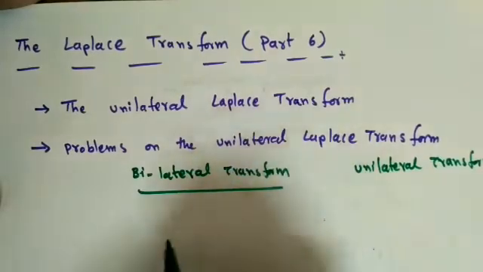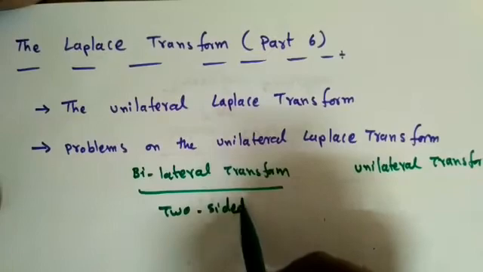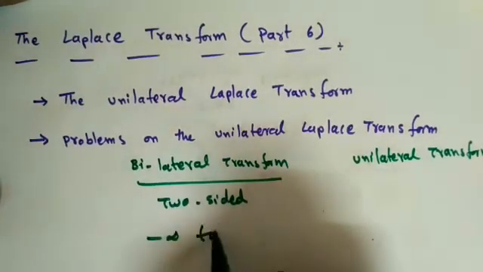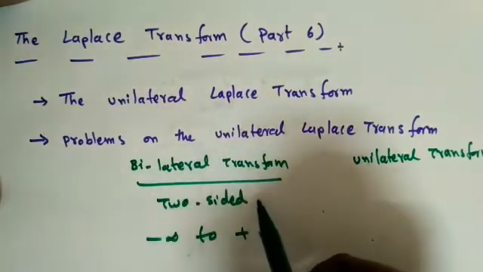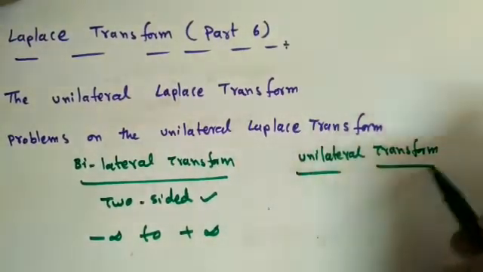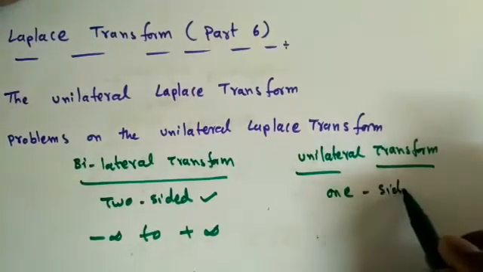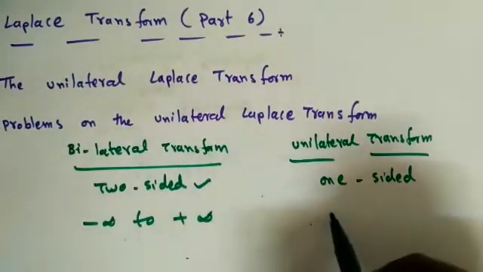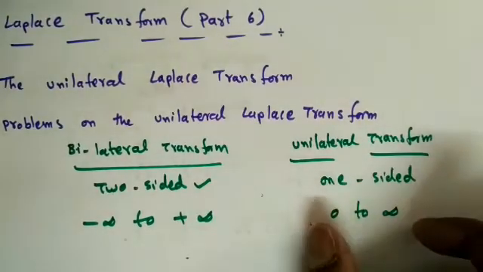Bilateral means it is a two-sided Laplace transform, right? Two-sided means the limits will be minus infinity to plus infinity. That's why it is called either the bilateral transform or the two-sided Laplace transform. Now in the case of unilateral, it will be a one-sided transform, or single-sided. That's why it is called unilateral, and the limits will be from 0 to infinity.